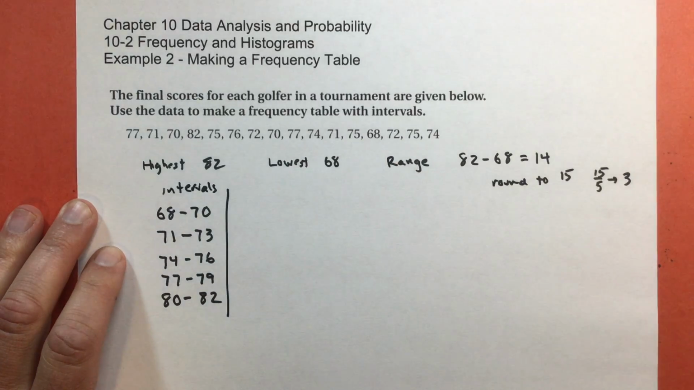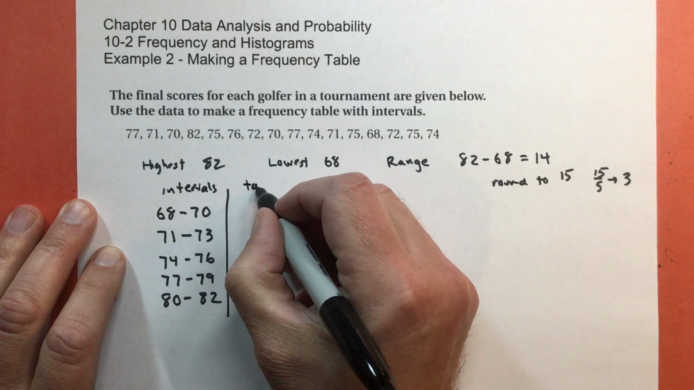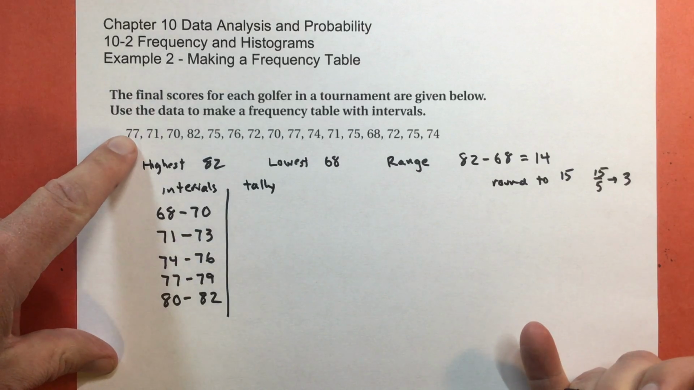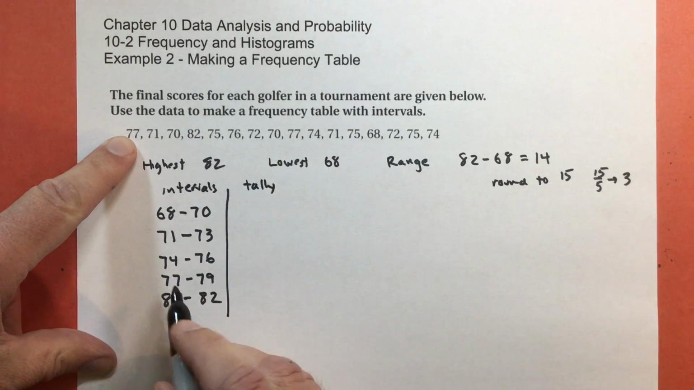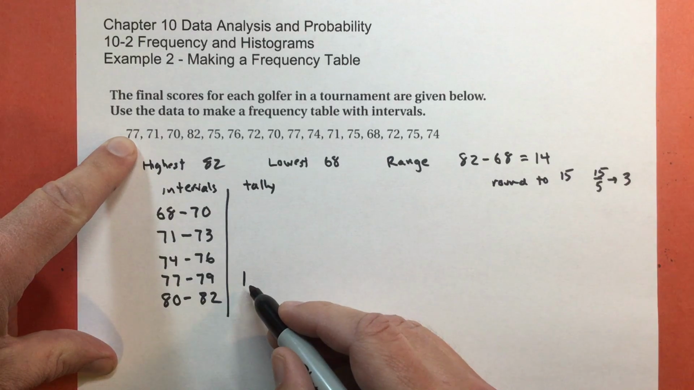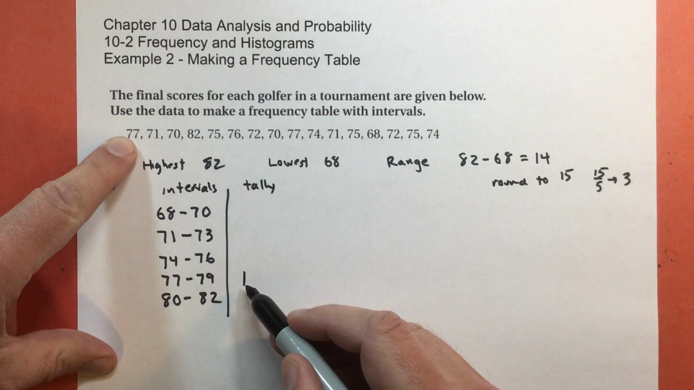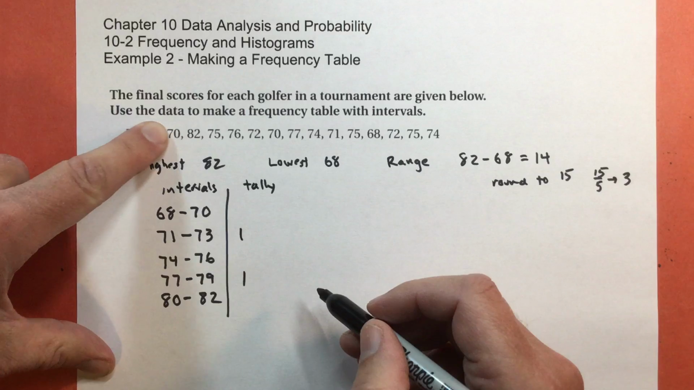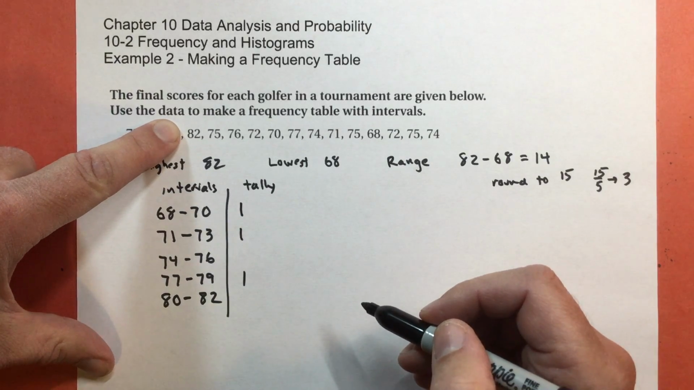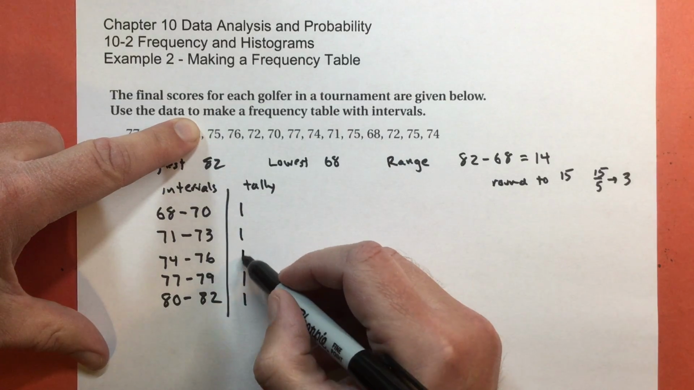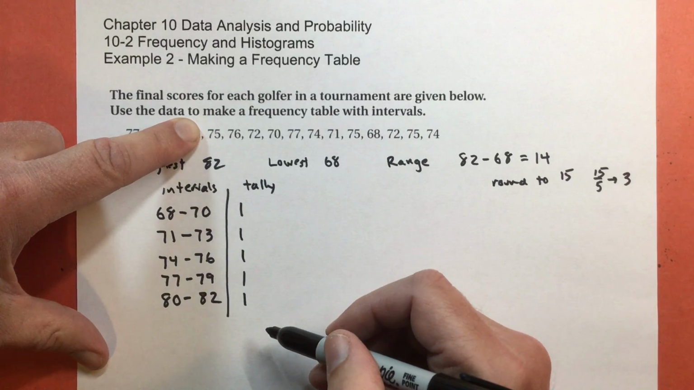And now, this is not going to be part of the final picture, but I'm going to do tally marks. And here's what tally marks mean. So I've got 77. 77 is 77, 78, 79, goes right there. And that's not a 1. I'll show you what it is when we get to it. The next one's 71, so that's going to be right here. 70 is right here. 82 is right here. 75 is right here. So now I've got 1 in each interval.